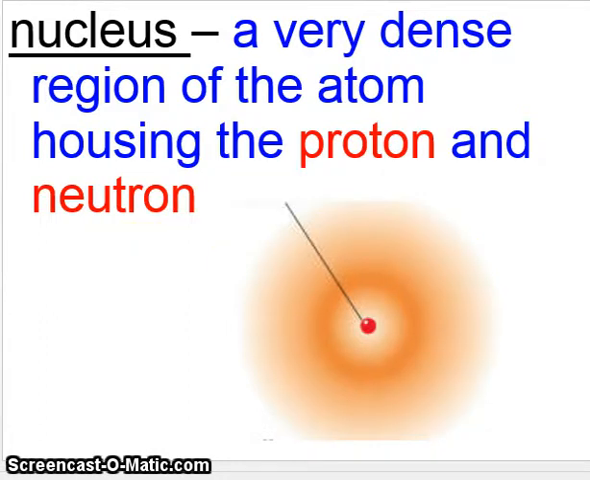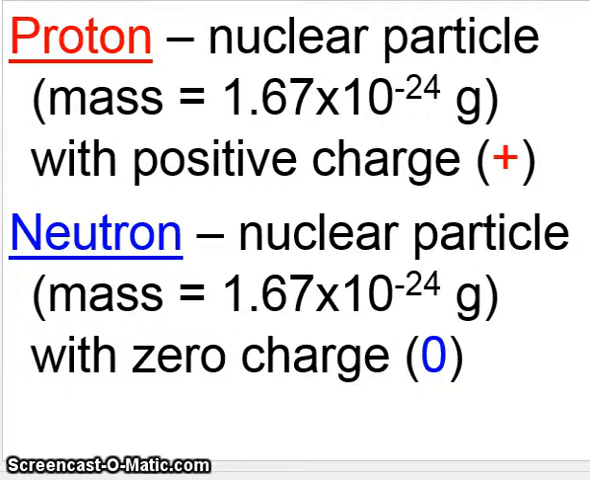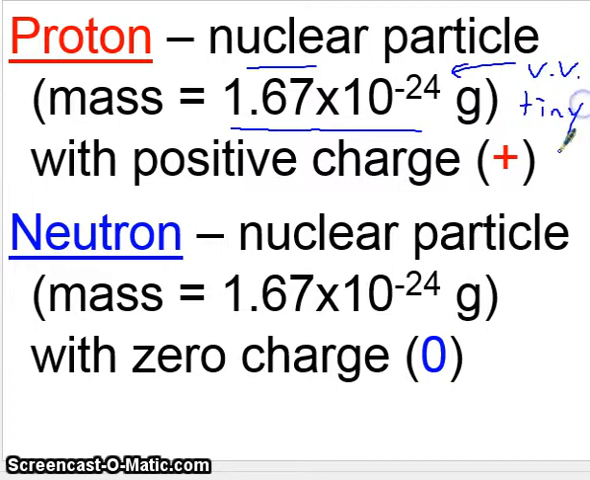Let's go ahead and define in detail what we see inside the nucleus, and that is the proton, which is a nuclear particle, meaning it's in the nucleus. It has a mass of 1.67 times 10 to the negative 24th grams, also a very, very tiny mass, just like the electron, actually bigger than the electron, but on the same scale.